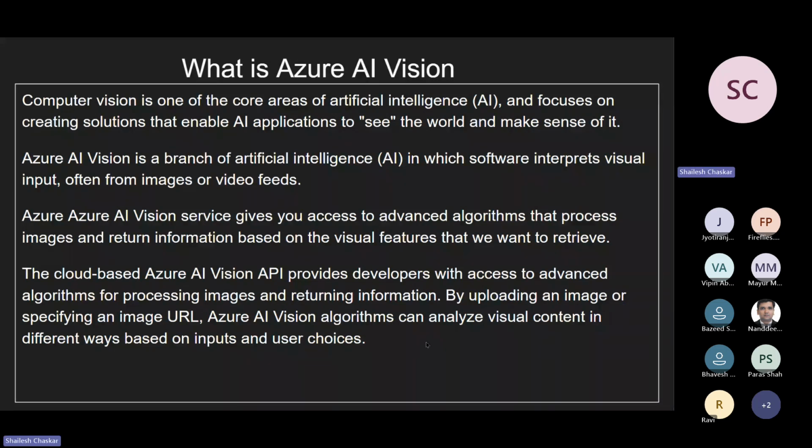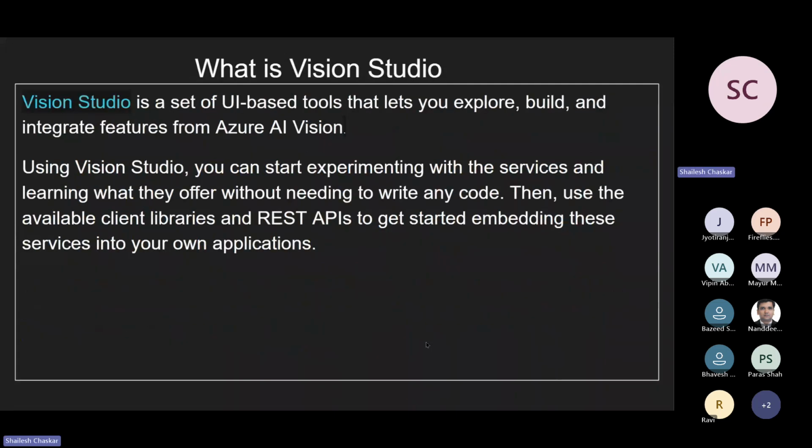That's again one feature which we can take use of by using Azure Vision Studio, which I'll talk about in the next slide. Vision Studio is a set of UI-based tools that let you explore, build, and integrate features from Azure AI Vision. Using Vision Studio, you can start experimenting with the services and learning what they offer without needing to write any code. It's simple. It's a UI. You just upload your image or video, and then there are configurations via which you can evaluate what information you are getting.